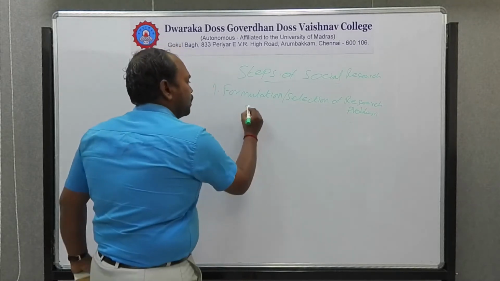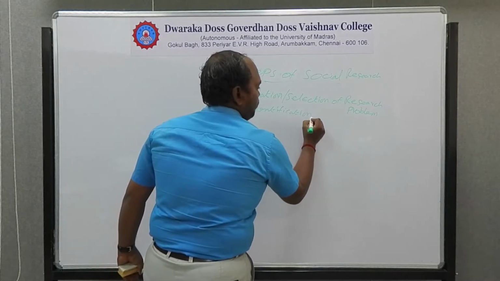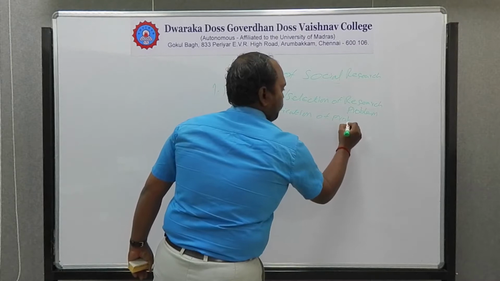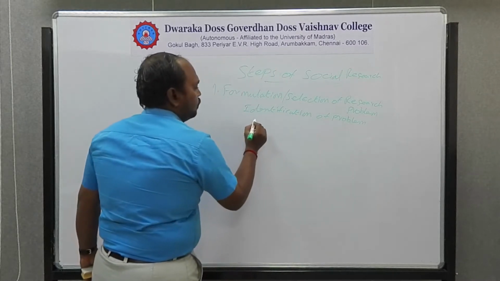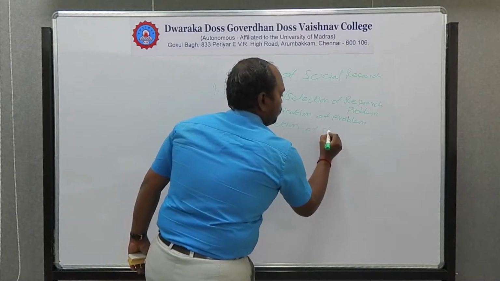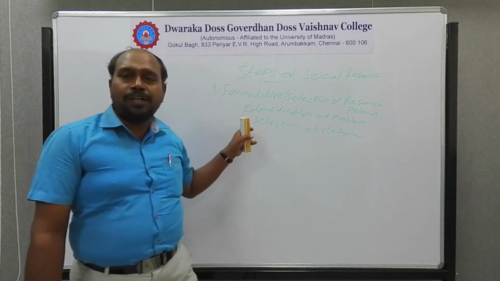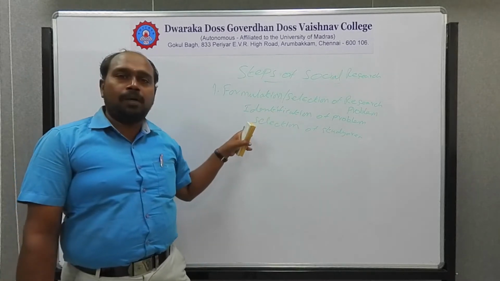So, identification of problem and selection of study area. These two are important in selection of research problem.